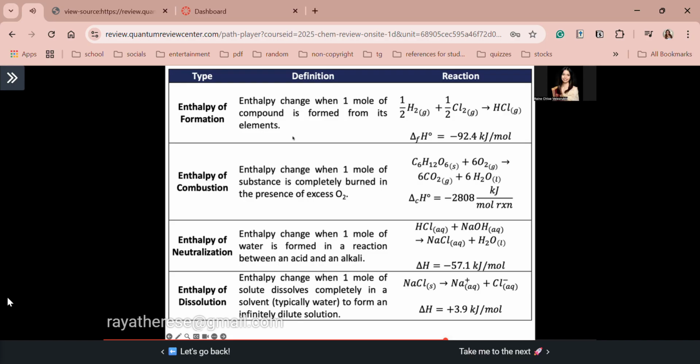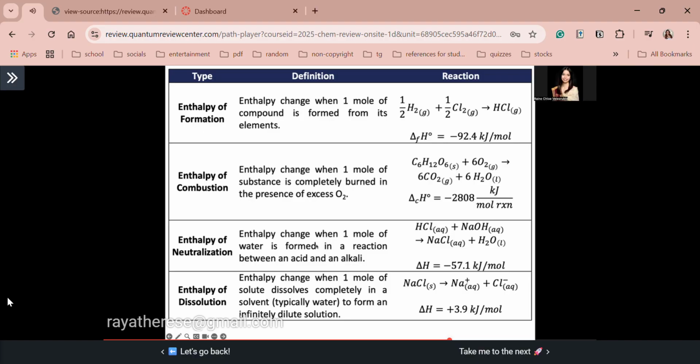So guys, this table summarizes the various enthalpies of chemical changes. So again, we discussed enthalpy of formation. Okay? And then we also discussed enthalpy of combustion. Okay? Guys, correction dito ha. The value of the standard enthalpy of combustion is negative 2808 kilojoules per mole reaction. Okay?